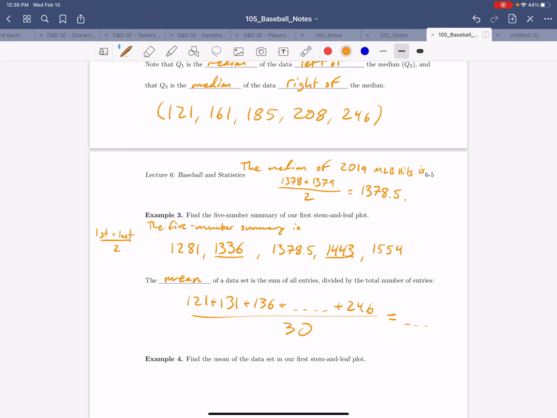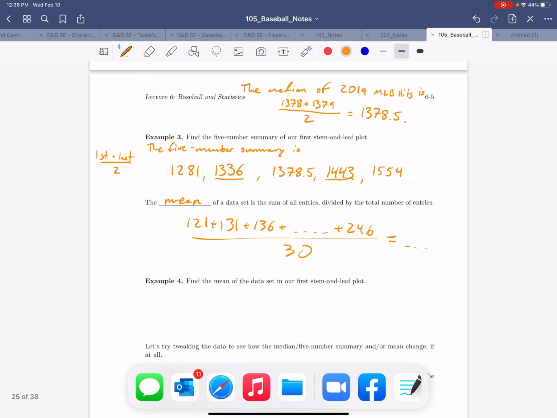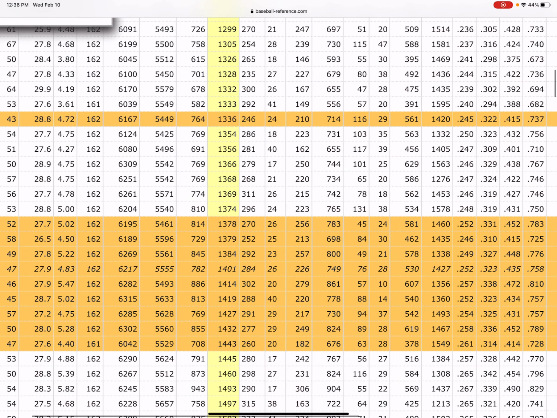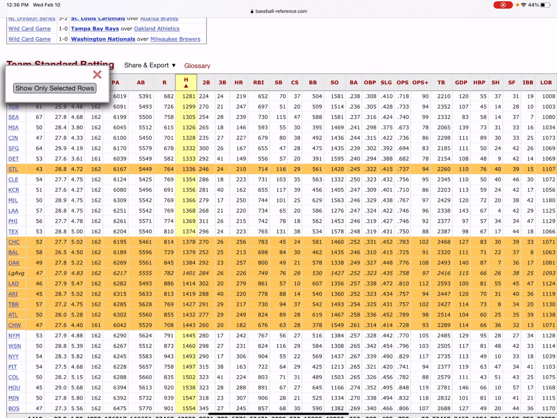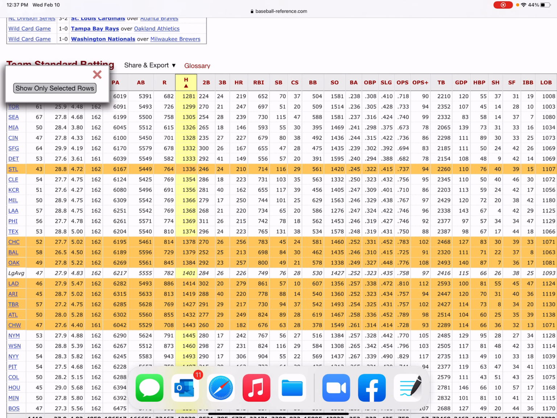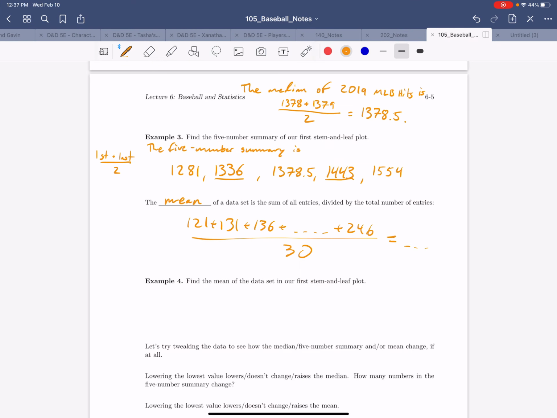Okay. Now, the mean of the data set in our first stem and leaf plot, normally that'd take a little while, right? You'd need a spreadsheet or a calculator or something like that. Even a calculator would take a long time. Fortunately for us, they give us league average. That's so nice. 1401. Now, they rounded it to the nearest whole number.